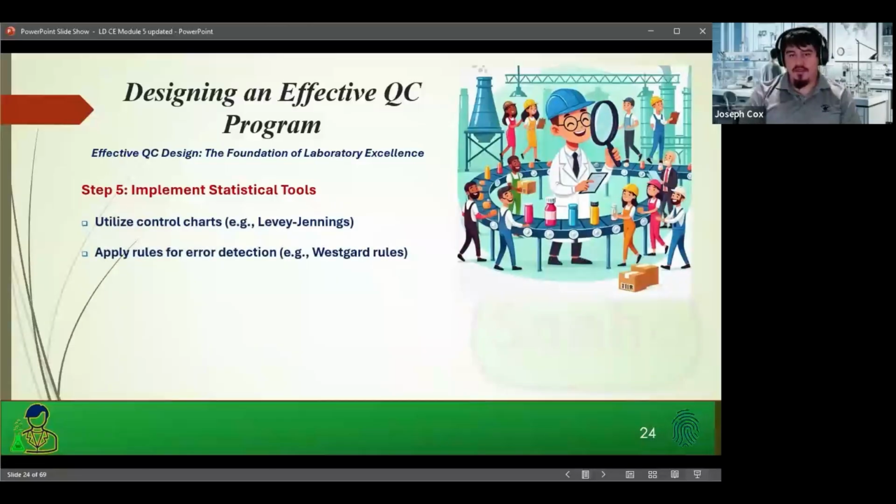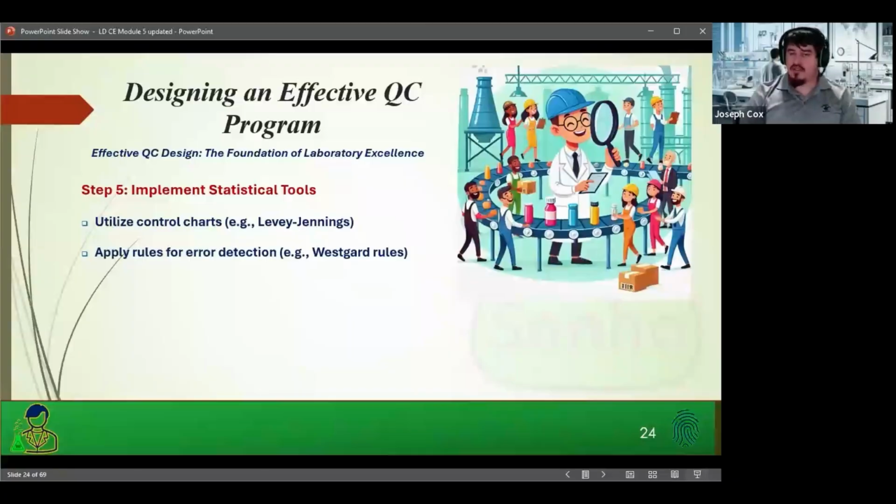And apply rules for error detection. The most popular industry standard is the Westgard rules. Just real quick, the Westgard rules is typically you have 1S, 2S, 3S, 4S. So basically, if it's 2 standard deviations, it's actually 2S is what it is. Then you can set it to where that's usually a warning side.